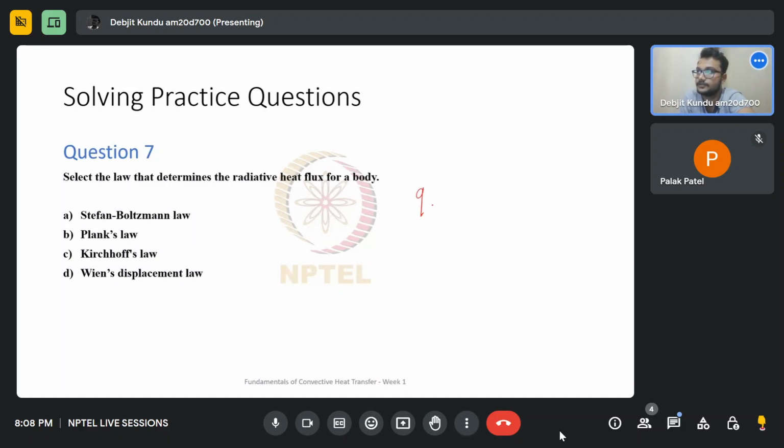Radiative heat transfer, Q rad. Which formula determines the radiative heat flux? Is it option A Stefan Boltzmann law? Option B Planck's law? Option C Kirchhoff's law? Or option D Wien's displacement law?